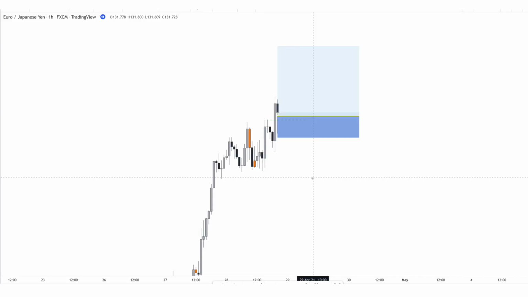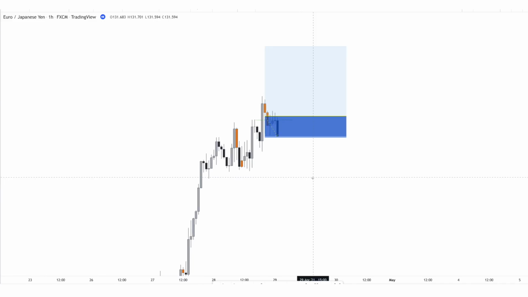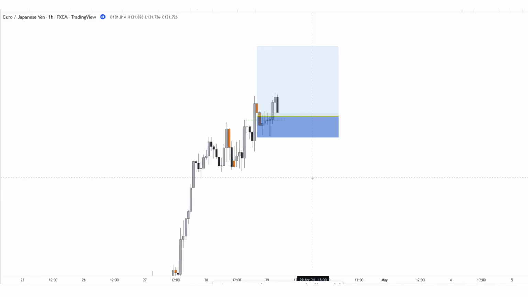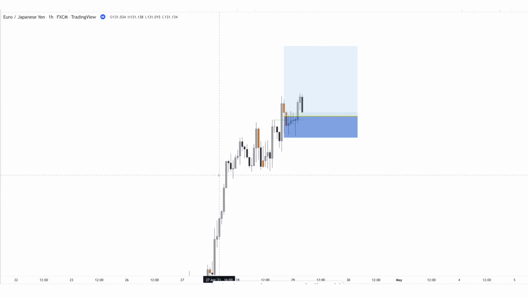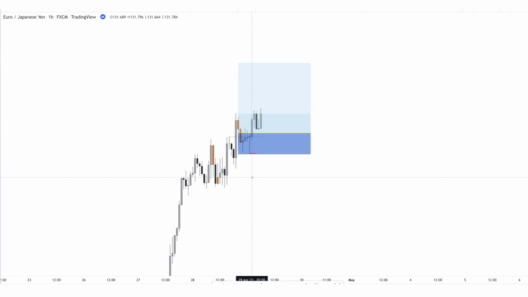Oh, we're in with a wick. This is good news. Let's just see what happens. Oh, that was very close. Even closer. Oh my goodness. All right, okay. Okay, we can trail our stop. Okay, now we trail it.